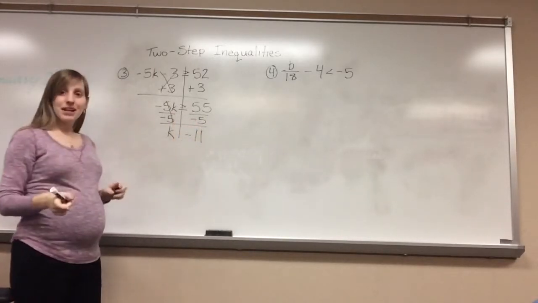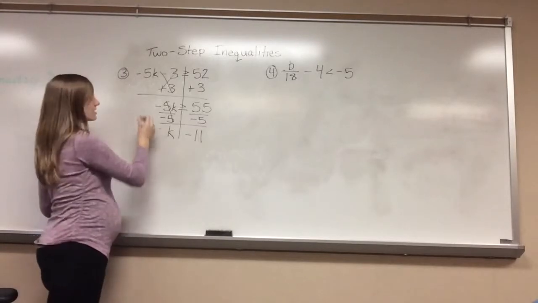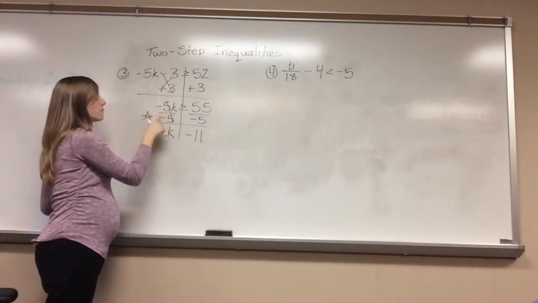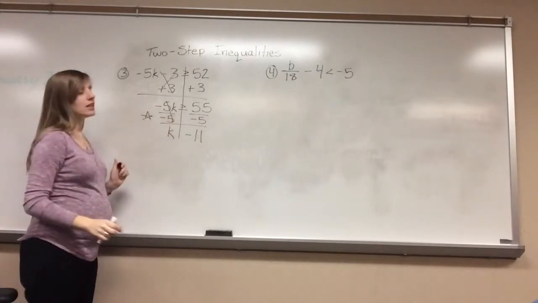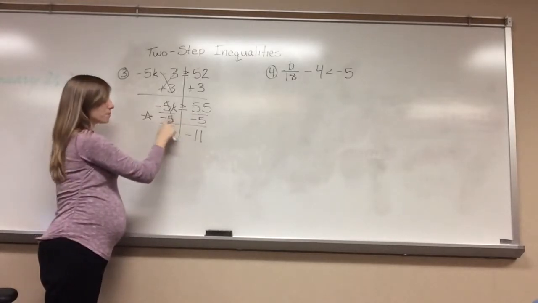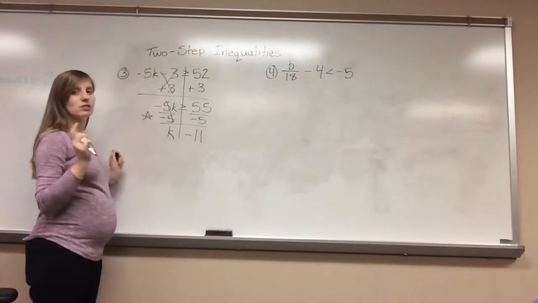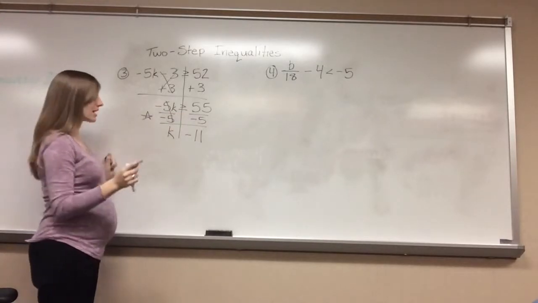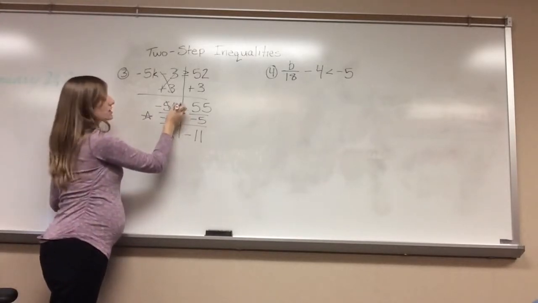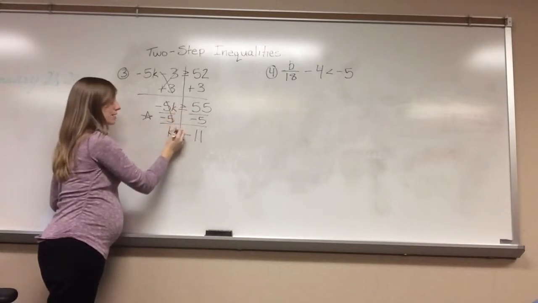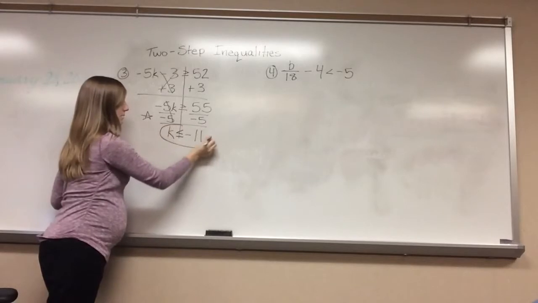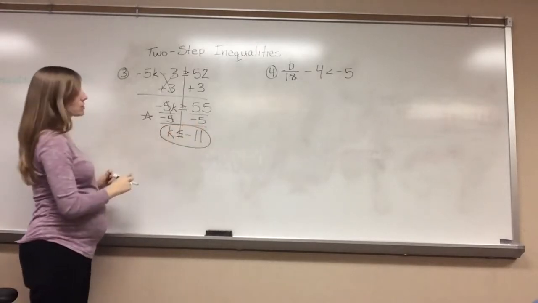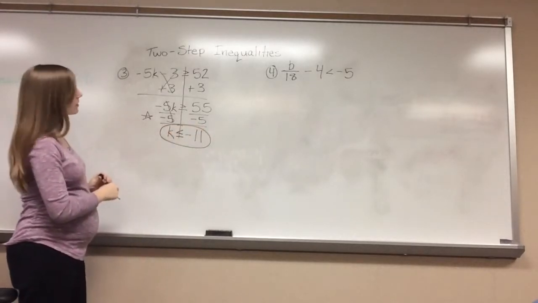Now, to flip or not to flip, okay, you must look at this step right here. Both sides were being divided by a negative 5. So because I have that negative 5 on both sides of my inequality, that's when I flip it, because I was dividing by a negative amount. So instead of greater than or equal to, it becomes less than or equal to. So this is my answer. K is less than or equal to negative 11.